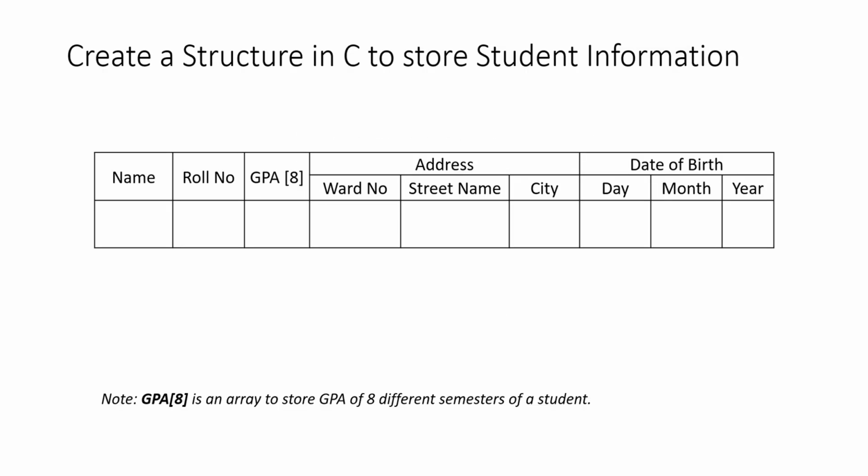Here we have a table with some fields for which we'll be creating a structure later in our program. This structure will be used to store various information of students like their name, roll number, GPA, address, and date of birth. As you can see, the GPA 8 here represents an array to store the GPA of 8 different semesters of a student.